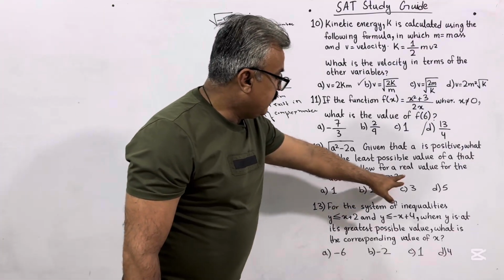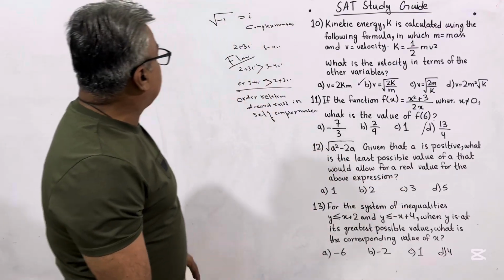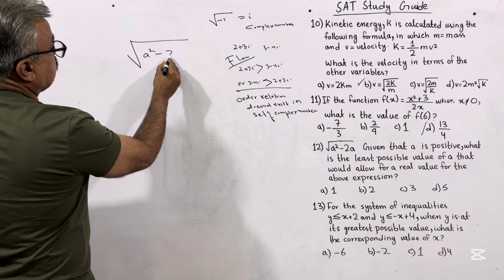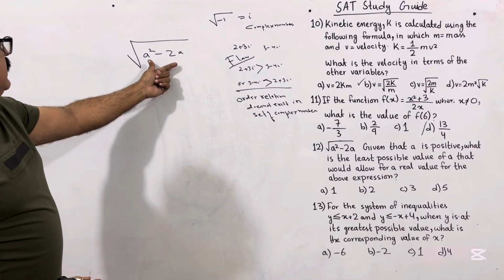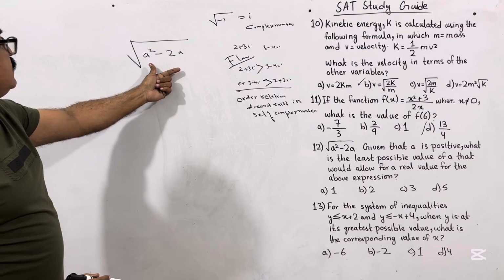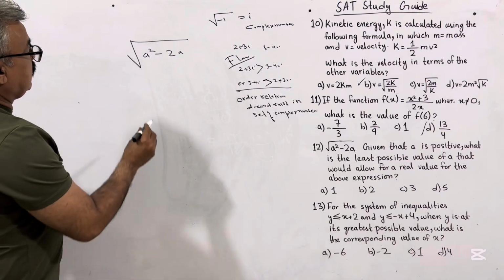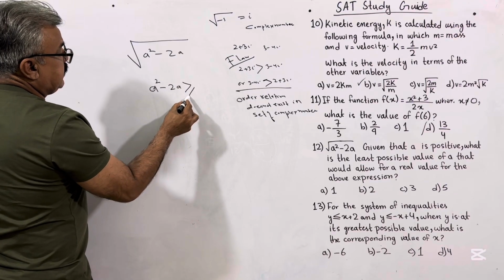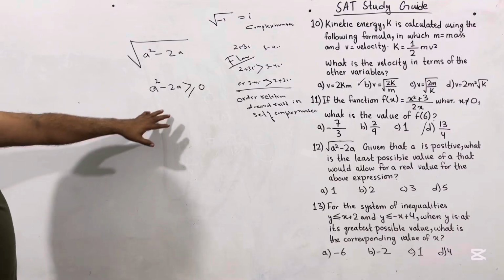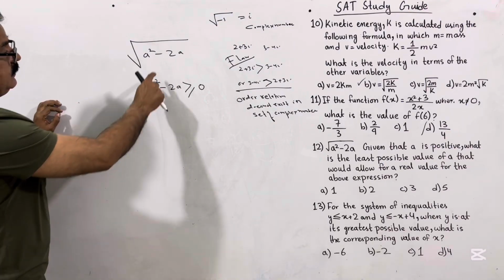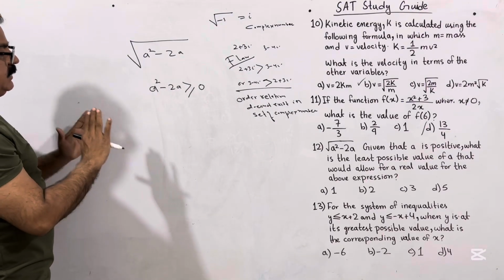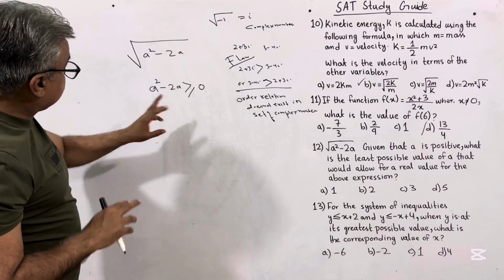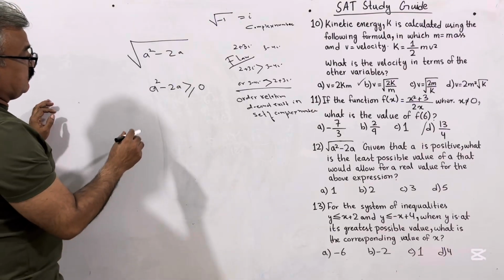We are here interested in the real value. When are we going to have a real value? We have a square minus 2a. If it is less than 0, it's complex. We are asked to find a real value. So for a real value, a square minus 2a must be greater than or equal to 0. If it is 0, the square root of 0 is 0, so it is safe to conclude that it's a real value. If it is greater than 0, we are going to get some value. Let's find out.